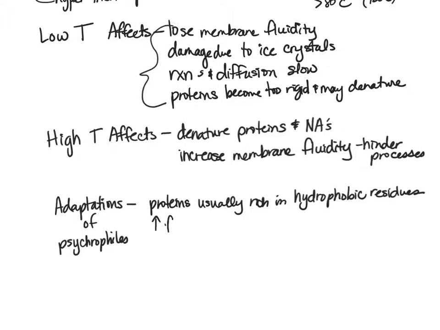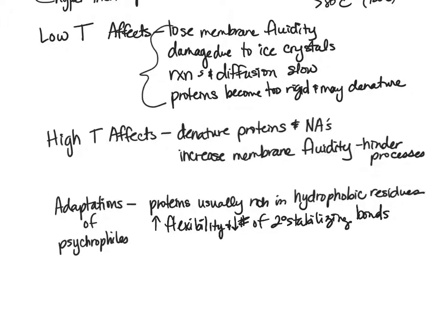We also see an increase in flexibility, and a lower number of secondary stabilizing bonds. When we are talking about flexibility, we want to increase flexibility because if we are in lower temperatures, again, we decrease flexibility. And we want to decrease the number of secondary stabilizing bonds in proteins, for example.